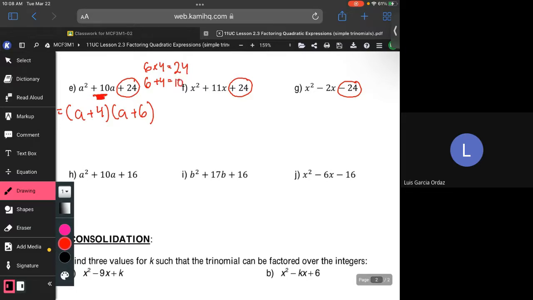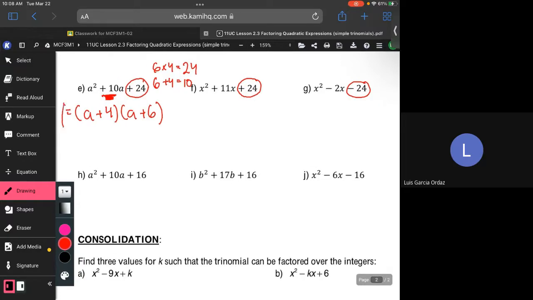I thought that when you add the numbers, it's always supposed to be the last one. No, you multiply to get the last number, and then you have to add them to get your middle number. So for example, the next one, it has to multiply to 24, but then you have to add them together, and it has to give you 11. So Olivia, what did you get for F?